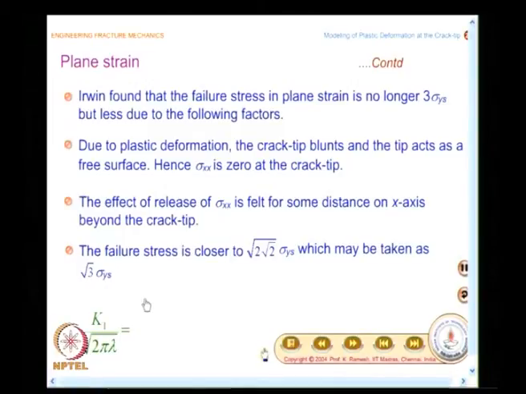So, I get k1 by root of 2 pi lambda as root of 3 sigma ys. The moment you find lambda, when you look at the redistribution of load, we have already established lambda equal to delta. A similar expression you will get for plane strain also. From that you can write the size of the plastic zone as well as the effective crack length.